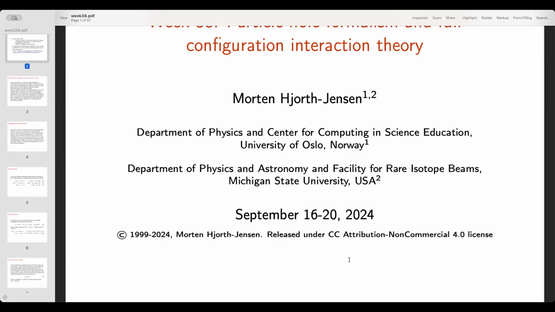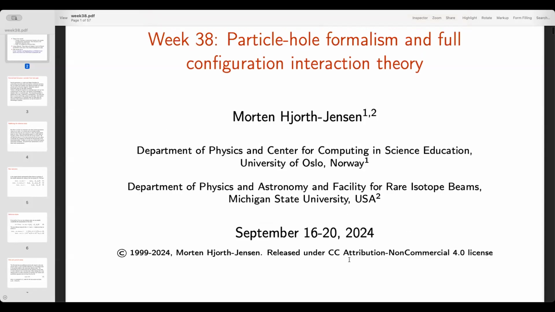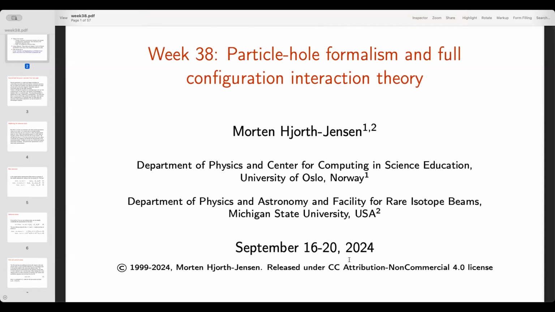Welcome back, everybody, and welcome to this session on the particle-hole formalism and the transition to our first encounter with many-body methods. One of these methods is called configuration interaction theory. And some of you are actually working explicitly with these models in either your PhD or master thesis.